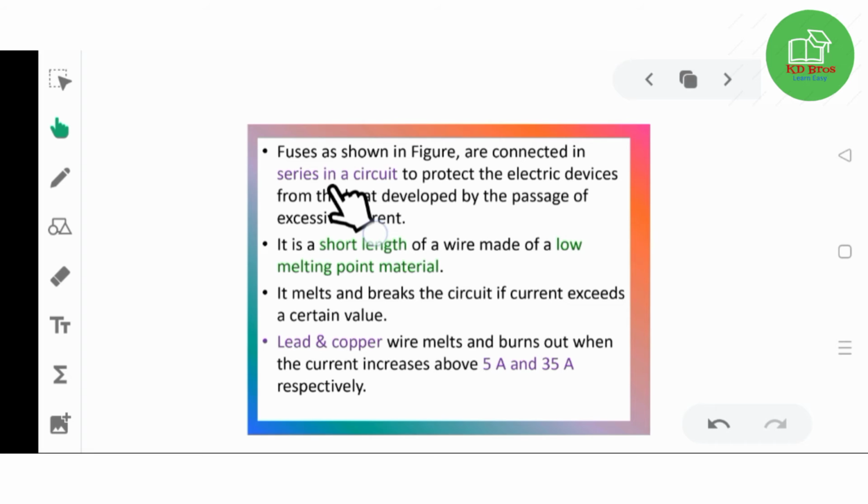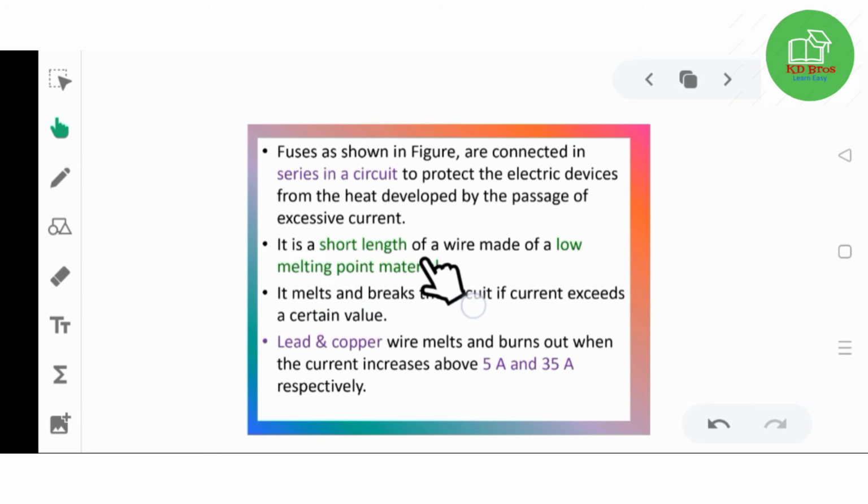Suppose you give a parallel connection, what happens? Maybe this fuse carrier may have a fuse, but we have another path. Okay, so when it is parallel we have another path. Through that path the current will be continuously passing, and because of that the home appliance will be damaged. To avoid that we have to use a series connection.